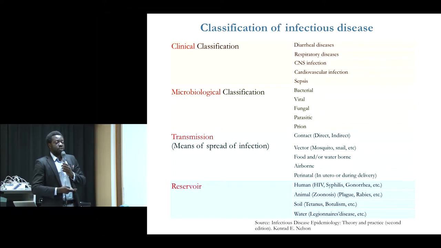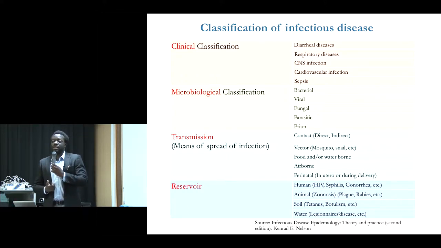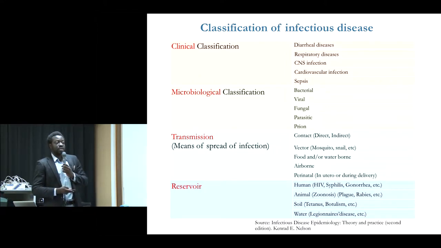And other people look at the reservoir. The reservoir is the natural home of the infectious agents. So the reservoir can be human, for example, HIV, syphilis, gonorrhea. We have animal, and in that case, we talk about zoonosis. Soil, tetanus is one of these bacteria that we find in the soil. And water.